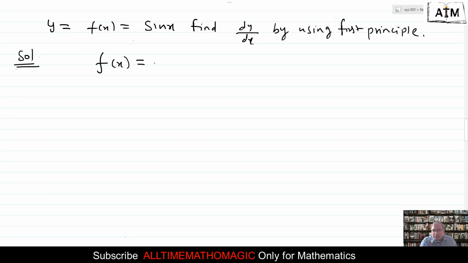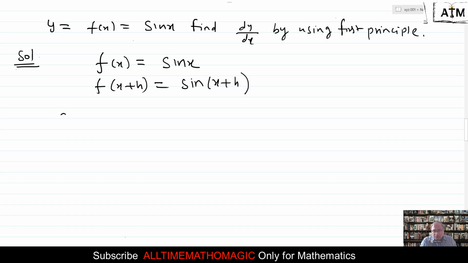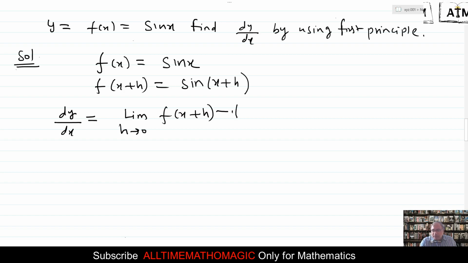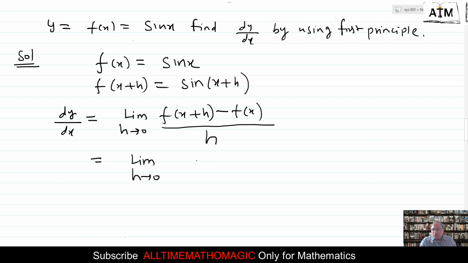First of all, f of x equals sin x, then f of x plus h equals sin(x plus h). By the definition, dy by dx is nothing but limit h tending to 0 of f of x plus h minus f of x upon h, which equals limit h tending to 0 of sin(x plus h) minus sin x upon h.